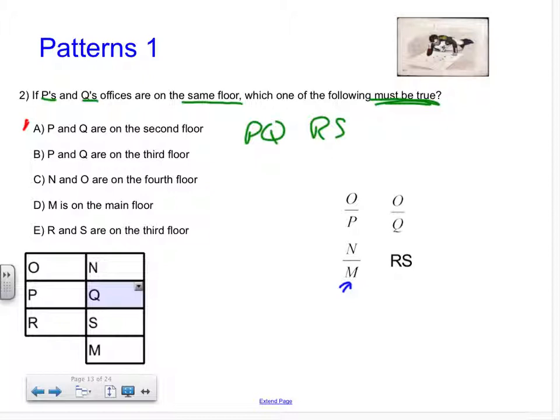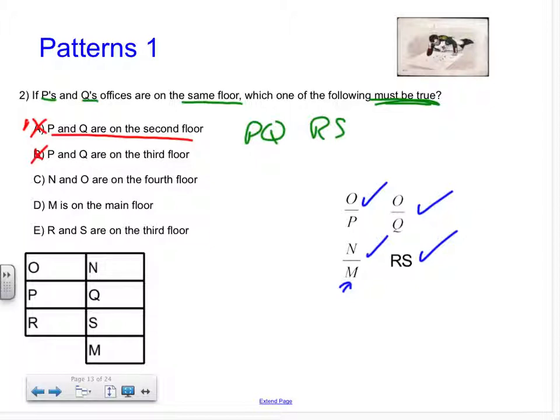And then the next natural step is to see if it breaks any of the conditions. So O is above P, O is above Q, N is above M, and R is with S. So I can safely eliminate A, because I know that P and Q don't have to be on the second floor. They work on the third floor. Okay. P and Q are on the third floor. We already know from this question right here that they work on the second floor. They don't have to be on the third floor. So we can safely eliminate B without even doing any work.